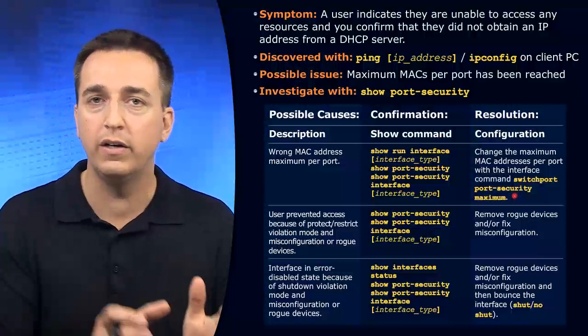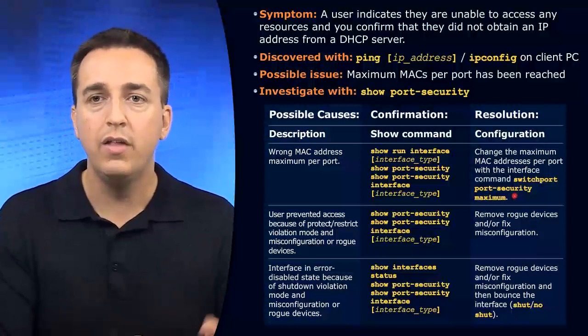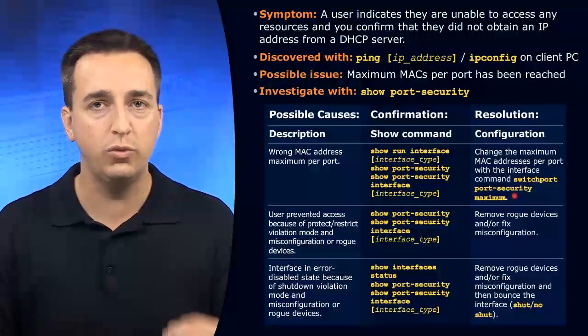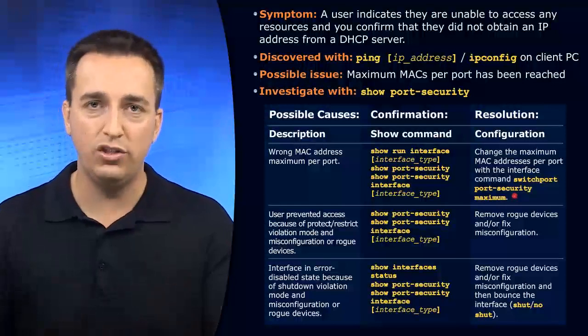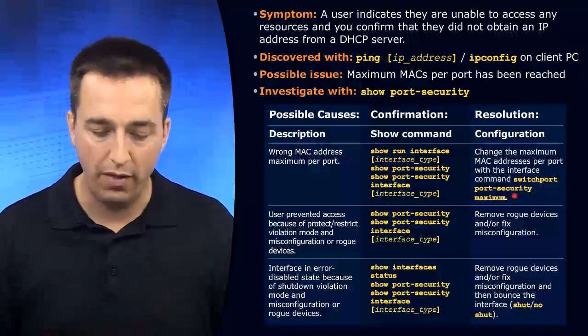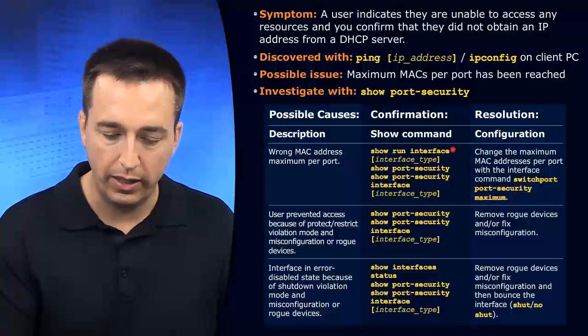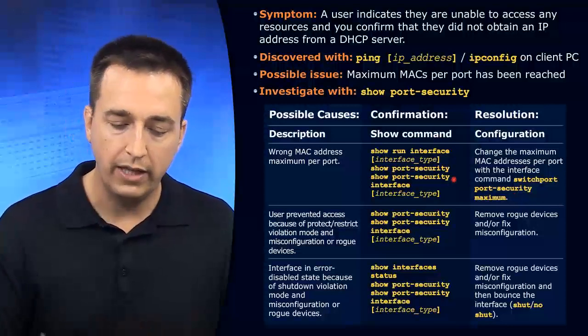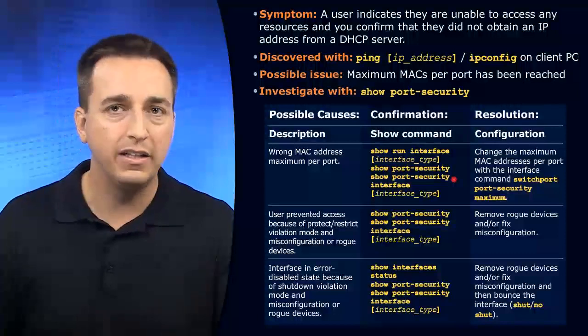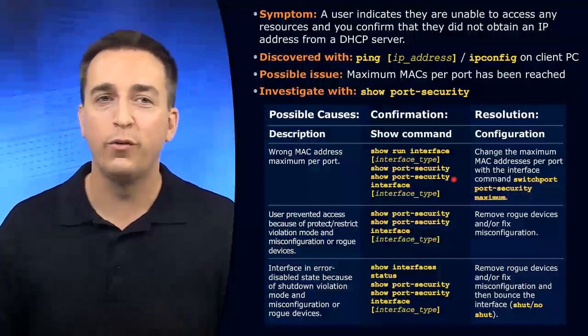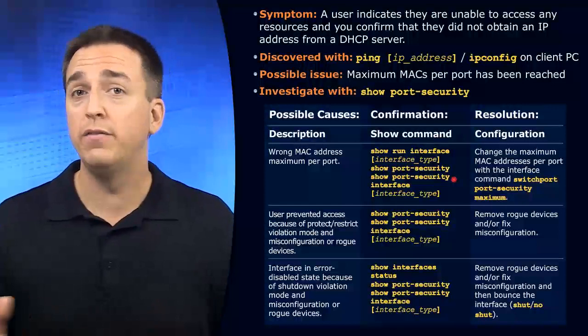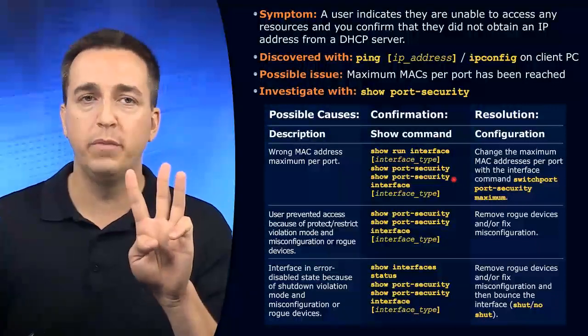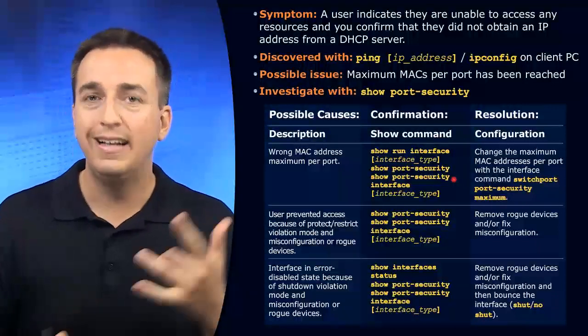If they're not configured in that way in those instances, then we will end up in a situation whereby the violation will happen. So you can verify the maximum that is configured by looking at the output of show run. You can look at the output of show port-security, as well as show port-security interface, and specify the interface that is configured for port security. So speaking of violations, there's 3 different violation modes. We have protect, restrict, and shutdown.